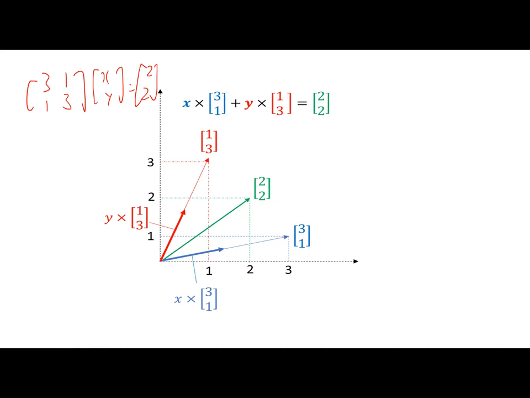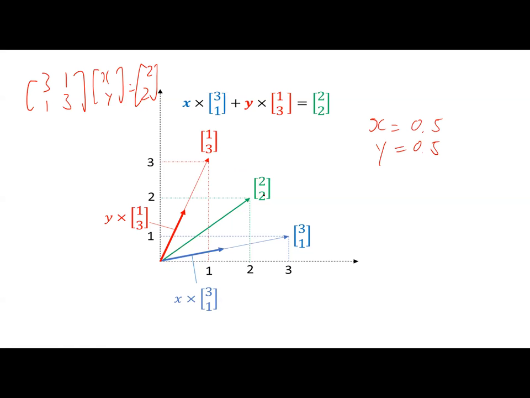So this is the essence of a system of linear equations. For example, in this particular example, you could find x equals 0.5, y equals 0.5. So it means that given this blue line and this red line, you make these two lines half the length. If you make them half, then add them together, it will result in (2, 2), which is the desired vector.